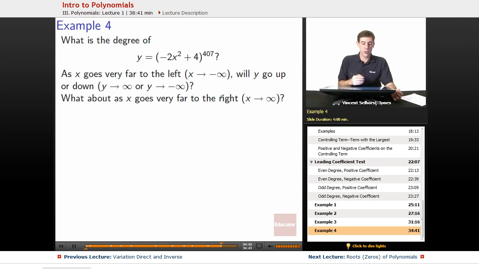Final example: what is the degree of y equals negative 2x squared plus 4, all that to the 407? Now you see this at first and you might freak out because you're like, I can't possibly expand 407 times. I can't do that. But don't worry, all they asked for was the degree, right?